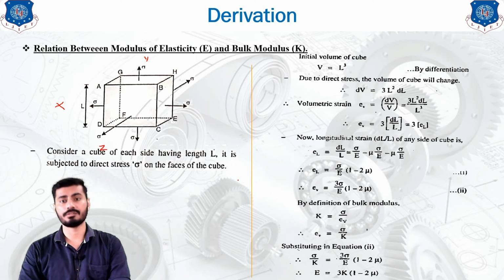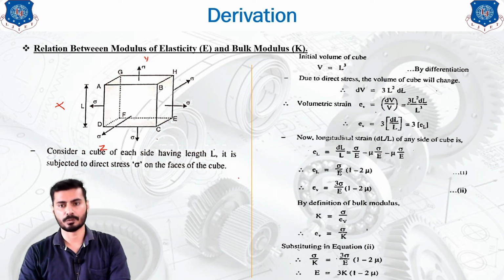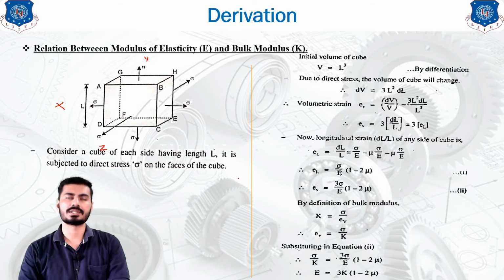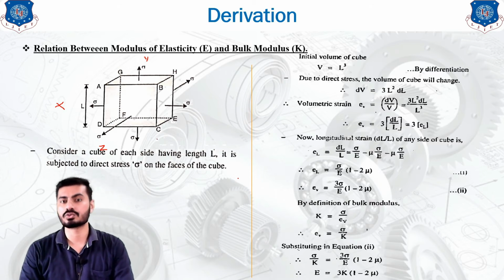As per the definition of the bulk modulus, K equals sigma upon e_v. This is our definition of bulk modulus. So if you put down the value of e_v, making it the subject, and then substitute it in equation number 2, you get sigma by K equals 3 times sigma upon E into (1 minus 2 mu).